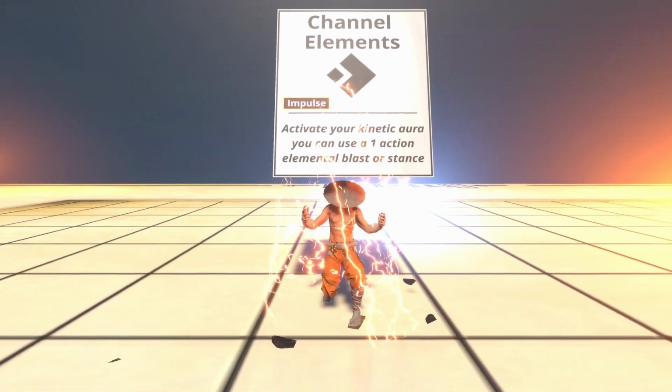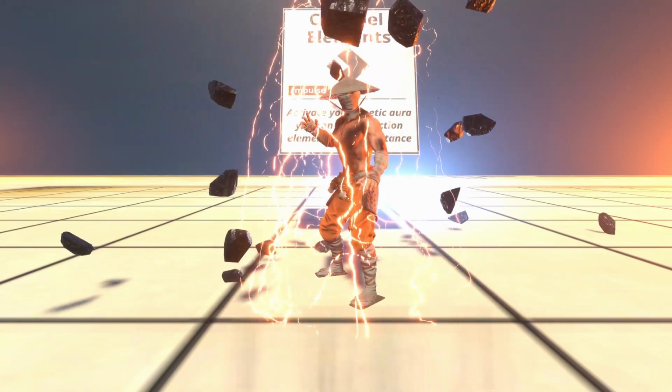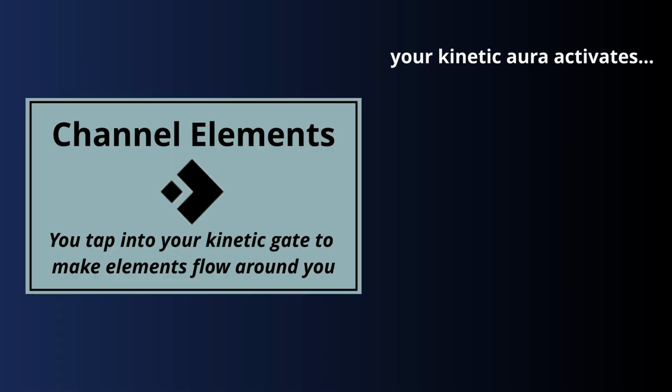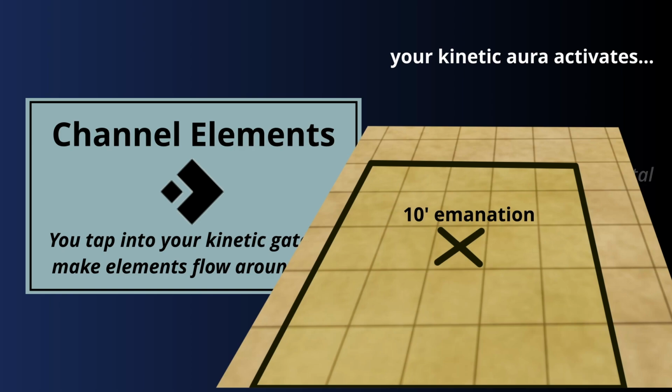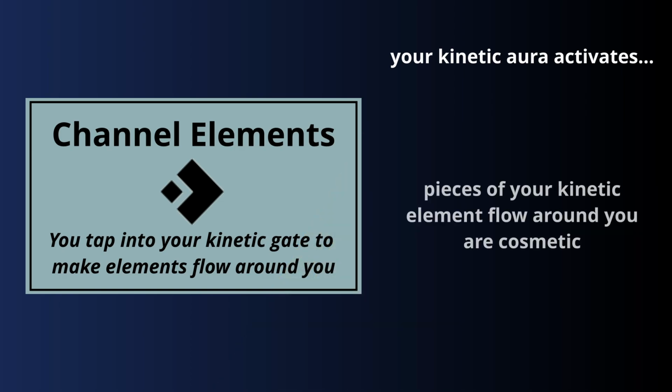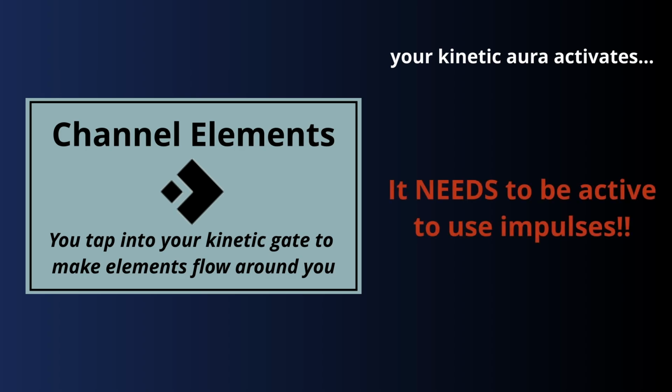Channel elements. You tap into your kinetic gate to make elements flow around you. Channel elements is a single action kineticist class ability that activates your kinetic aura. And as part of this action, you can use a 1-action elemental blast or a 1-action stance impulse. Your kinetic aura is a 10-foot emanation, and in that space there are pieces of the element swirling around you. Mind you, these are just cosmetic, but they are kind of cool for flavor. The most important part about your kinetic aura is that it has to be activated for you to use impulses.